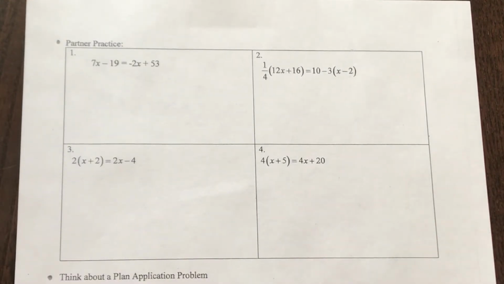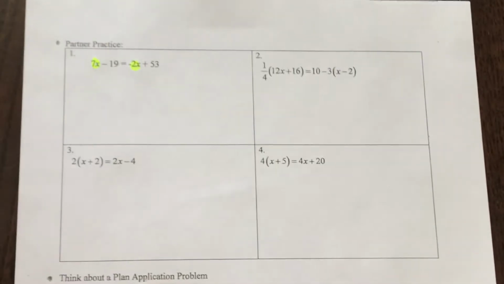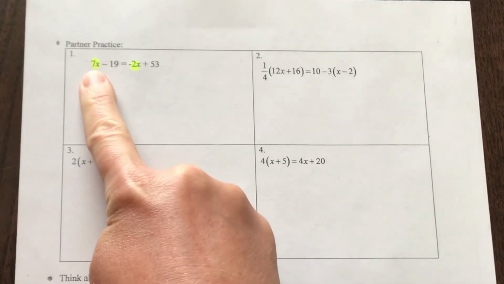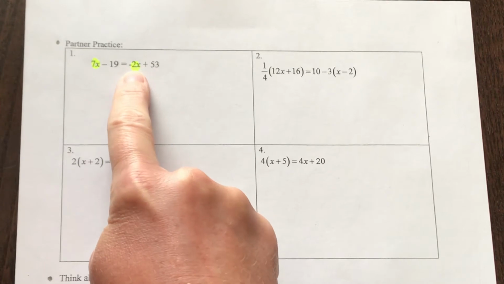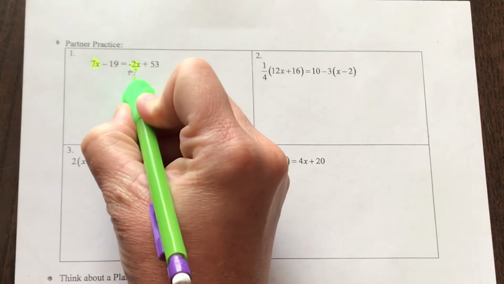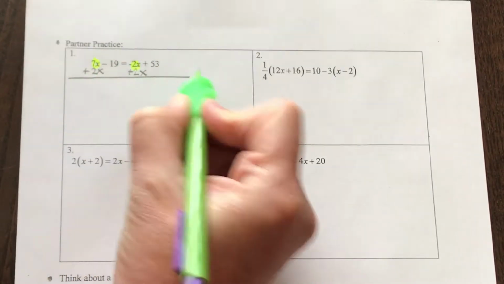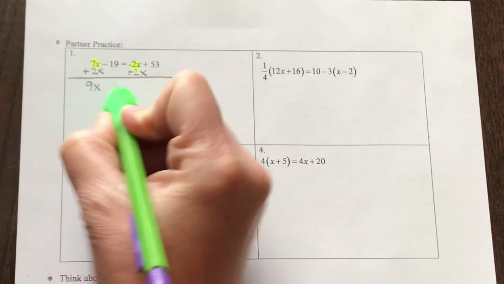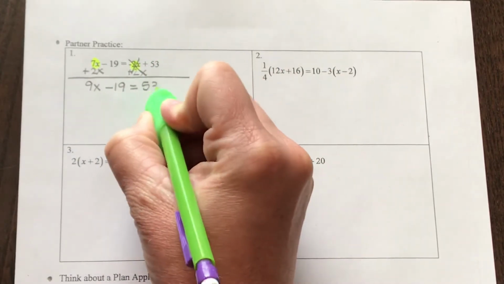So in the first question on the top, on the left, my first step would be to identify the variables. Now what I do is I look for the greater coefficient. So 7 is bigger than -2. That means I'm going to move the -2 over with the 7. So my inverse operation would be to add 2x on both sides of my equal sign. Now when I do that, I'm going to have 9x minus 19 is equal to 53.